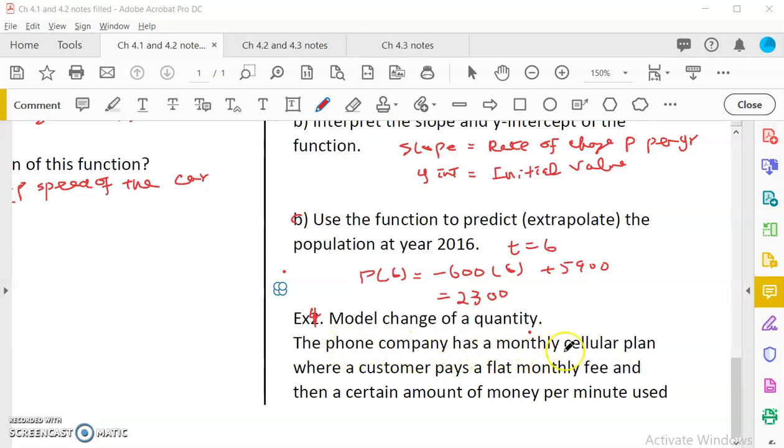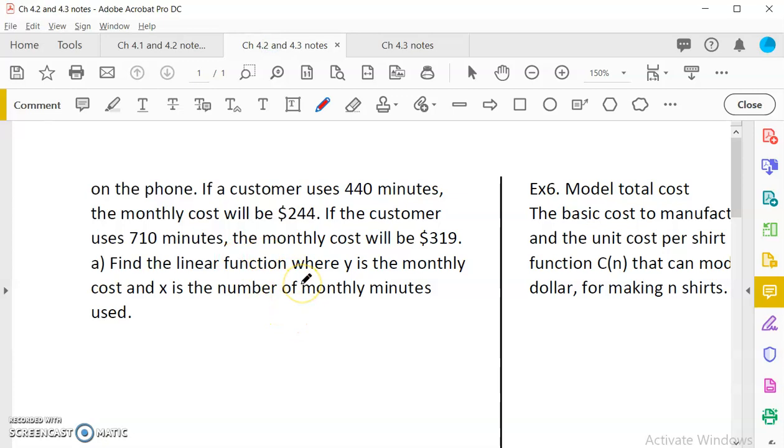The phone company has a monthly cellular plan where a customer pays a flat fee and then a certain amount of money per minute. So you have a flat fee, and then for whatever you use, you pay more, right? But they don't tell you, they just say, if you use 440 minutes, they quote that the cost is 244, and if you use 710 minutes, the monthly cost will be 319. So underneath this, there should be a basic cost and a per minute cost.